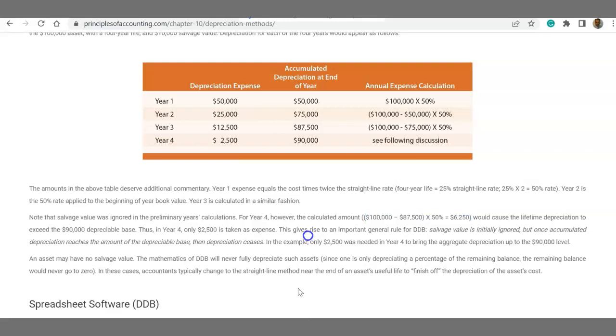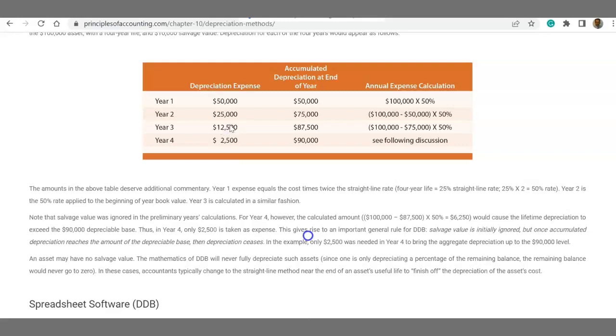Yes. So let's say the salvage value was 20,000 in this example. Would that mean at year 3, when you've hit year 2's accumulated depreciation of 75,000, year 3 would be $5,000 depreciation expense, and year 4 would be no depreciation expense, despite it still being used? Yes. Perfect.